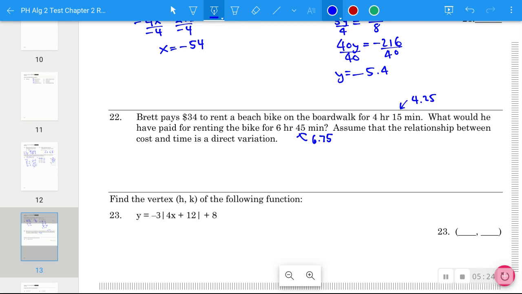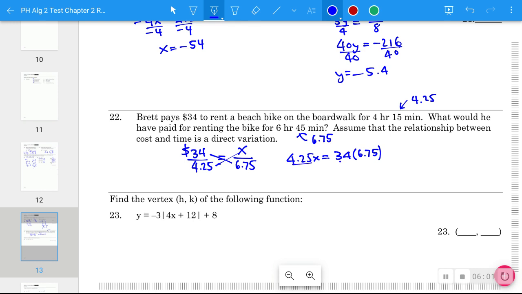So I'm just going to show you how to set this up. I'm not actually going to complete the problem. $34 goes with 4.25 hours. And we don't know the cost for 6.75 hours. So you would cross multiply here, 4.25x, and in the other direction, 34 times 6.75. Since I don't have a calculator in my hand, I'm going to just leave it like that.